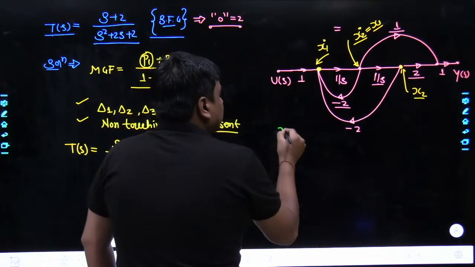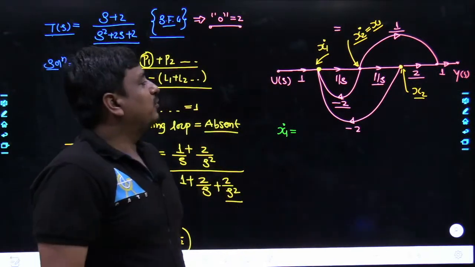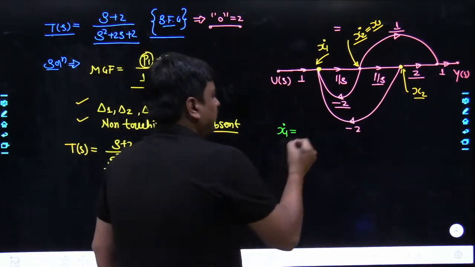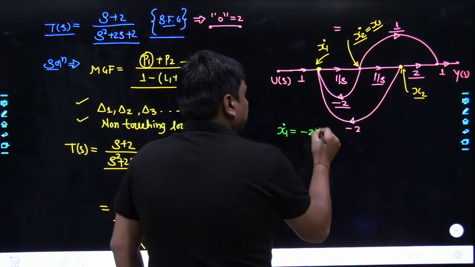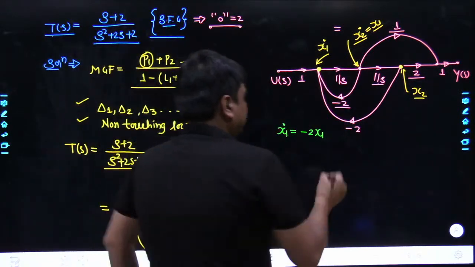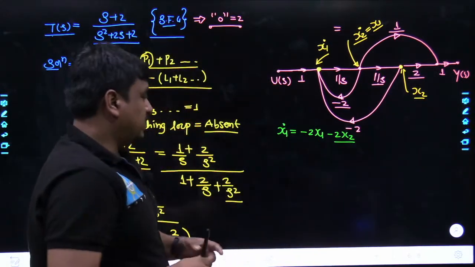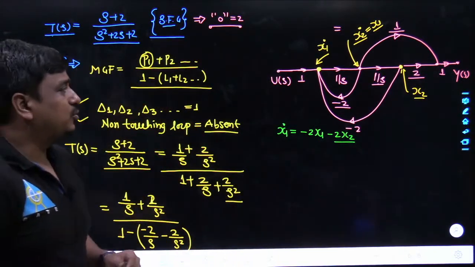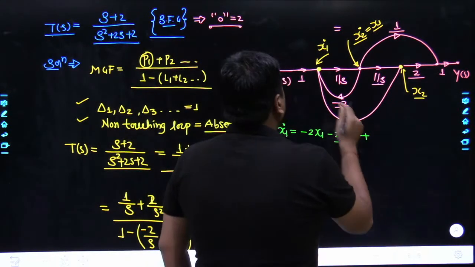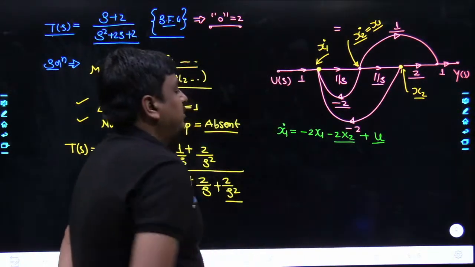The node worth at the first node would be decided by its incomer. May I know from where the incomers are coming? The first incomer is coming from x1 itself with the gain of minus 2. The second one is coming from x2 with the gain of minus 2. Agreed? With the gain of minus 2. Till this point nobody should have any doubt as such. Now the next input, yes sir, input is also coming with the gain of just 1. In time domain, I may write this as u itself.